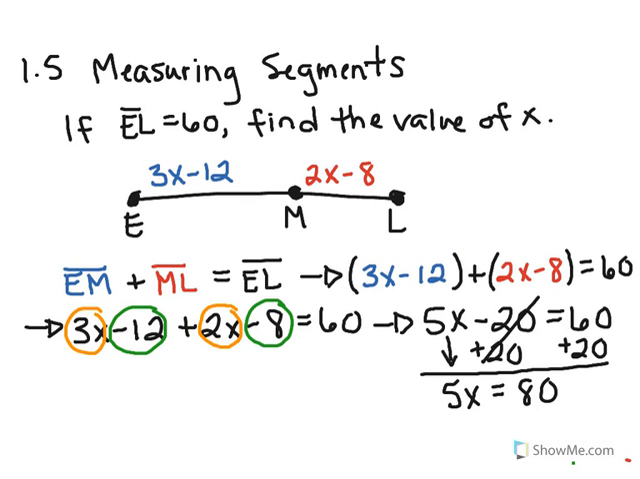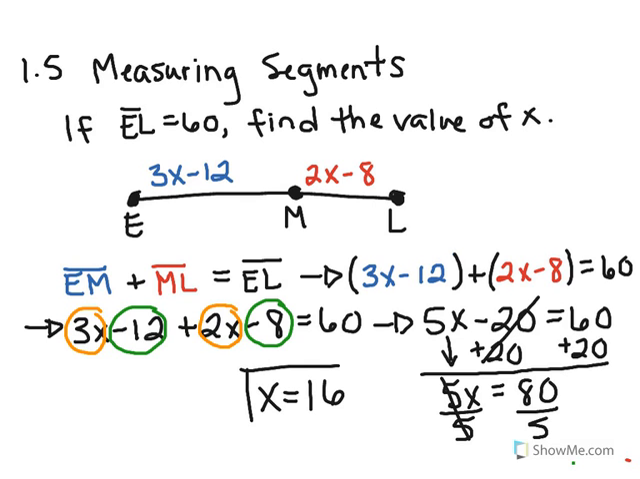Now, this 5x means 5 times x, so what do I need to do to cancel multiplication? That would be division, so I'm going to divide both sides by 5. And 5 divided by 5 is 1, which I want. I want x to be all alone. So x is equal to whatever 80 divided by 5 is, which is, let's see, 16.